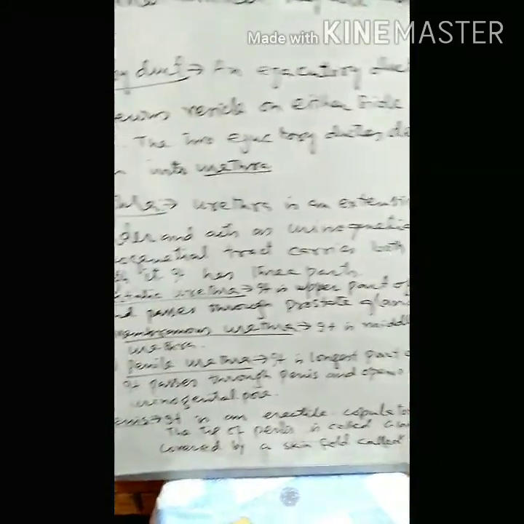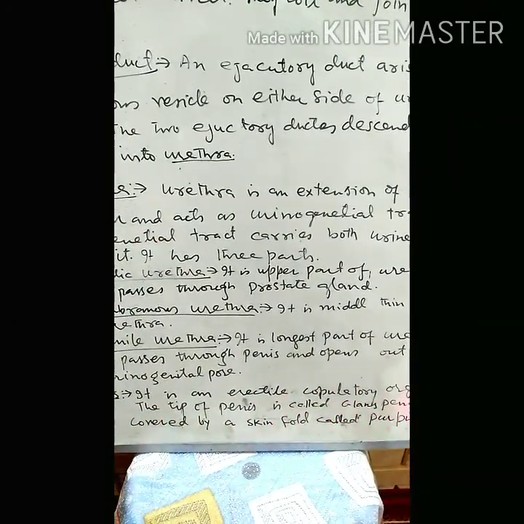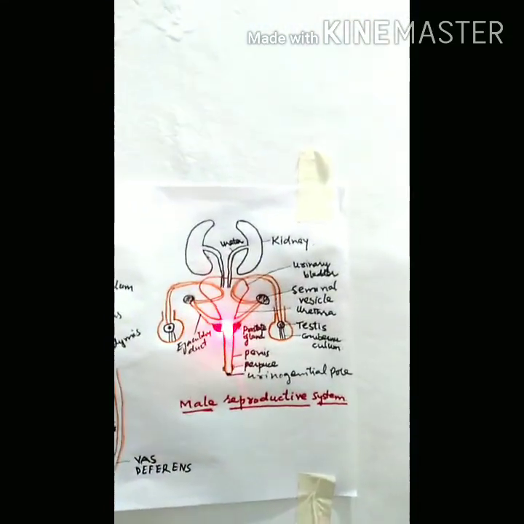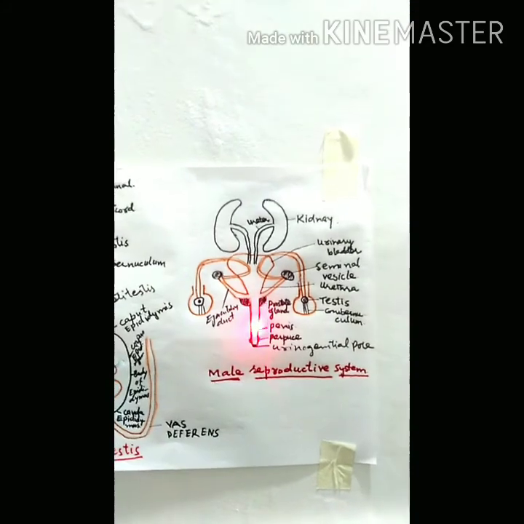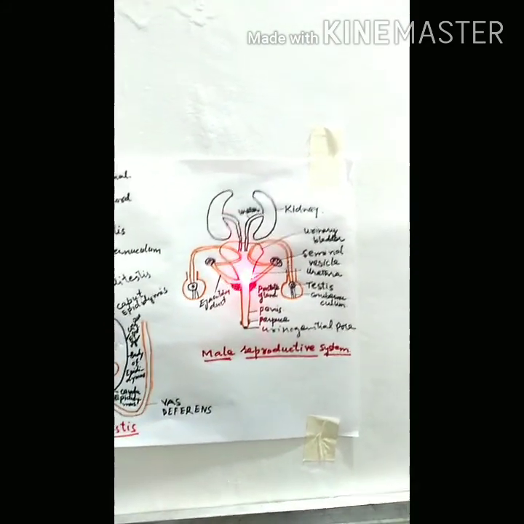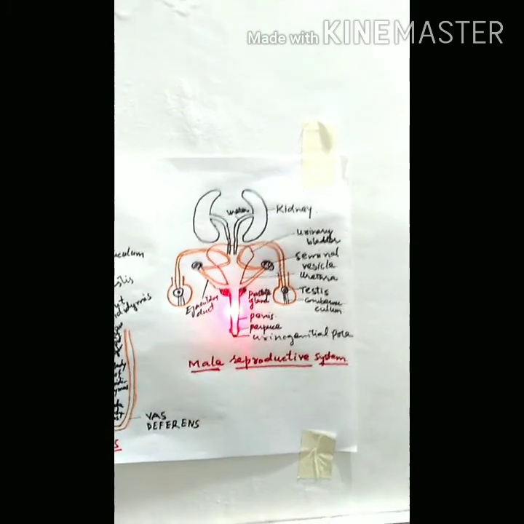Coming down, this is the penis. It is an erectile copulatory organ. The tip of the penis is called the glans penis and is covered by a skin fold called the prepuce. This is the lowest part of the urethra. The penis is a long copulatory organ.